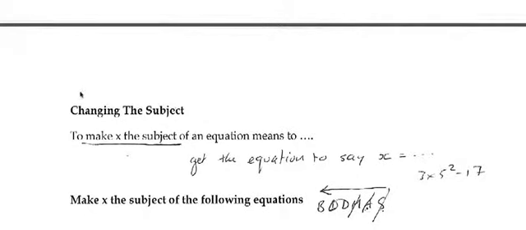So this is about changing the subject of a formula, which in other words means swapping it around. So instead of it saying y equals something or other, it says x equals something or other. And x has therefore become the subject of the formula. Now to do this, we will have to unpick the formula, and we'll have to decide which order to unpick the various bits in.